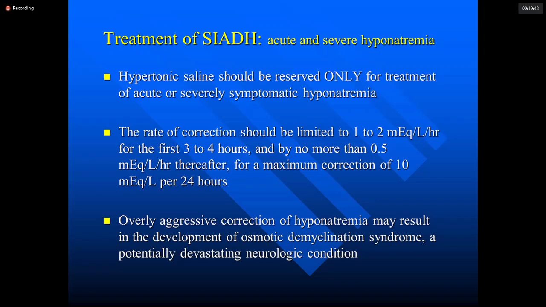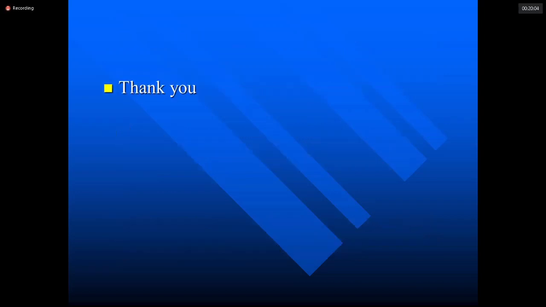لأنه التغيير السريع بالإلكترولايتس من هايبو إلى نورمال صوديوم ممكن يعمل some form of neurological damage the central nervous system called pontine demyelinosis, which may be potentially devastating من ناحية permanent effects على the function of the patient. So we need to correct sodium slowly.